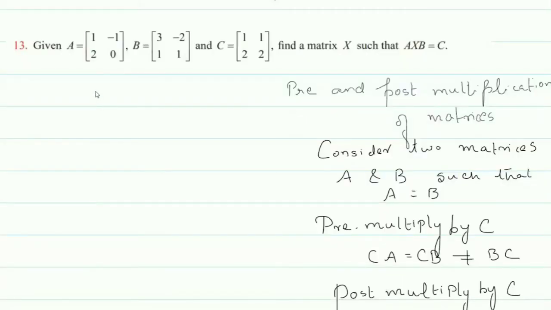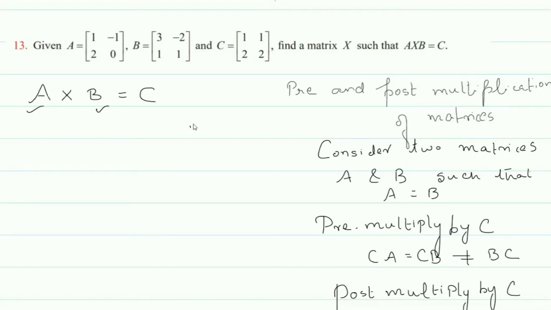Hello students, today we'll see Exercise 1.1, question number 13. Given the matrices A, B and C, find a matrix X such that AXB equals C. So it is given A into X into B is equal to C. So I have to eliminate matrix A and matrix B to get the matrix X here. Always the unknown will be kept on the left side, isn't it?